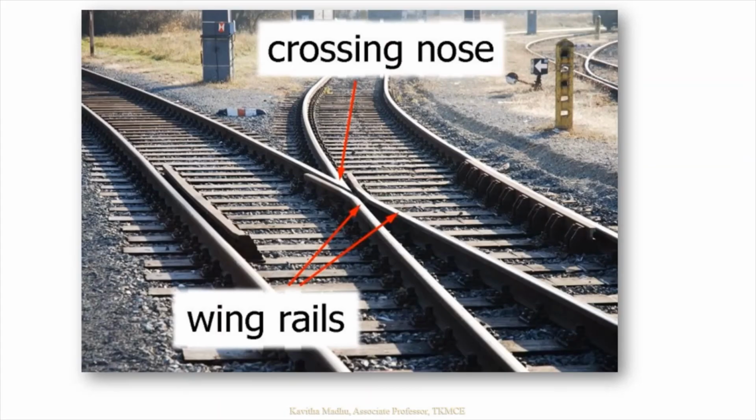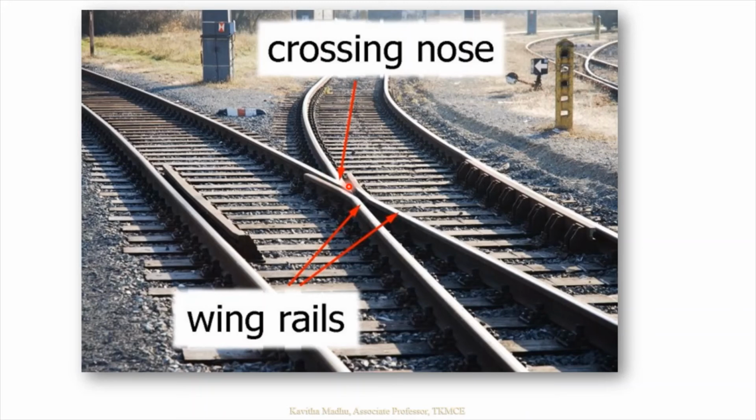So let's see the component parts of a crossing. Essentially the crossing has got a nose. You can see here this pointed edge. It is what is known as the nose. This nose is formed by two rails, and these two rails are known as the splice rail or the point rail. The splice rail or point rail are joined together to form the nose.